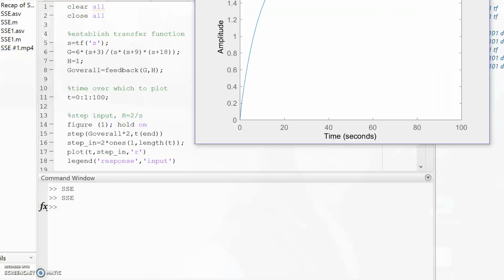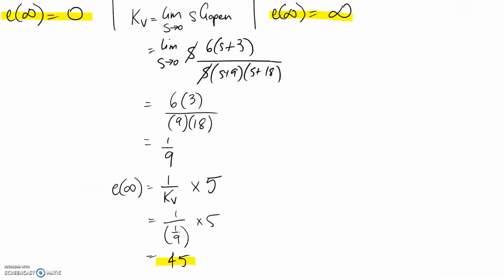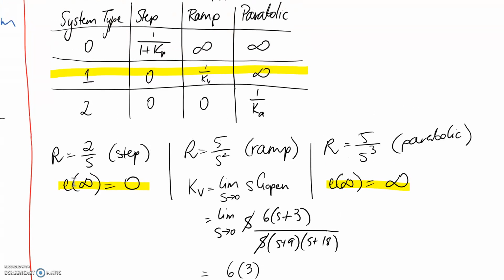So if we look at what it spits out, this is it. The red line is the input, the blue line is the response. And we can see that with time, both of these curves get closer and closer together until essentially the response is matching the input, which is what we wanted. So when they match, that means that we're going to have a steady state error of 0. And that's exactly what we found in our analysis just a moment ago. We said that for our step input, the steady state error was equal to 0.